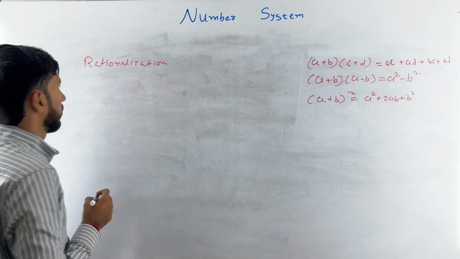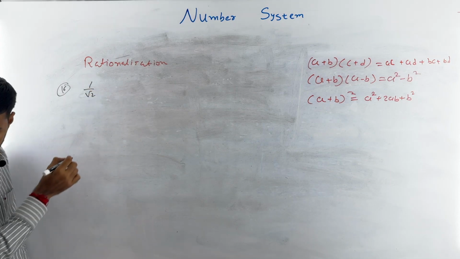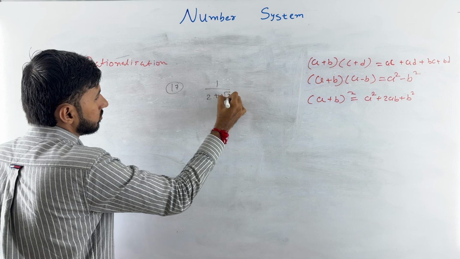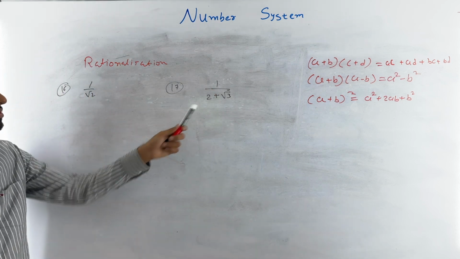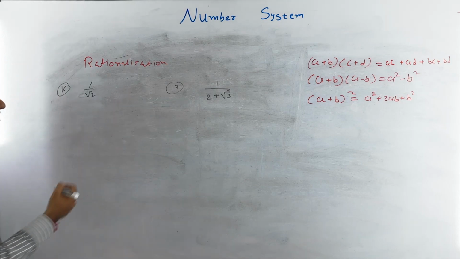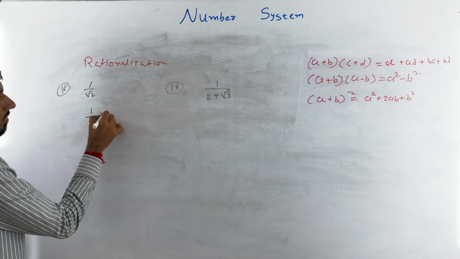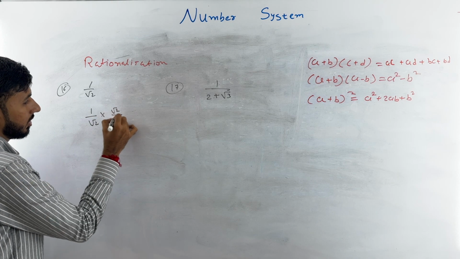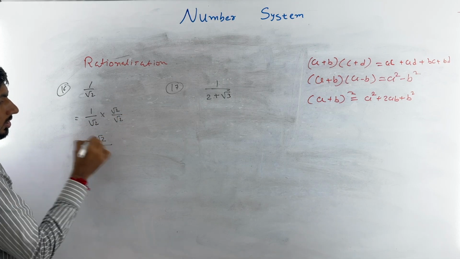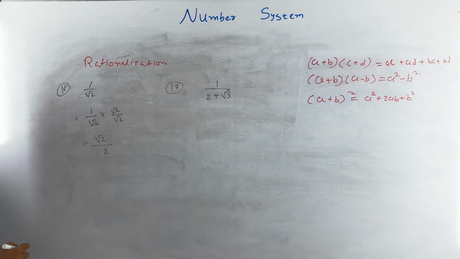Now here we have example number 16, that is 1 upon root 2. Example number 17 is 1 upon 2 plus root 3. Now we will do rationalization for these two numbers. 1 upon root 2: if I want to rationalize this, I can multiply and divide it by the same number, root 2, right? So in the numerator, 1 multiplied by root 2 is root 2, and in the denominator root 2 multiplied by root 2 is 2, as we all know.